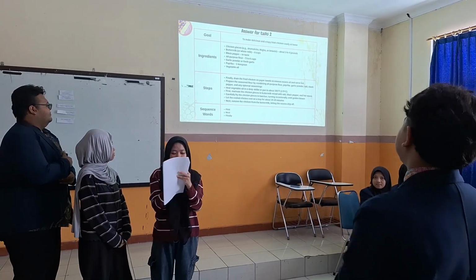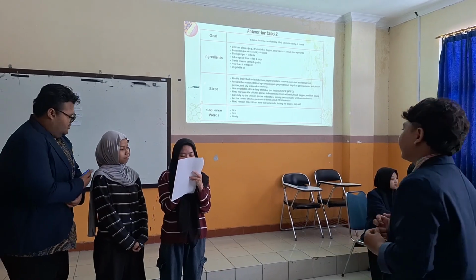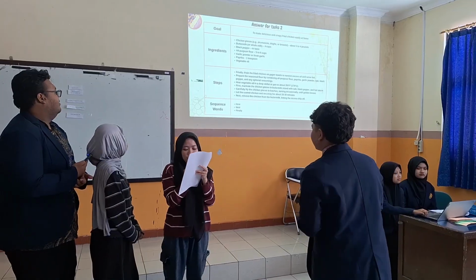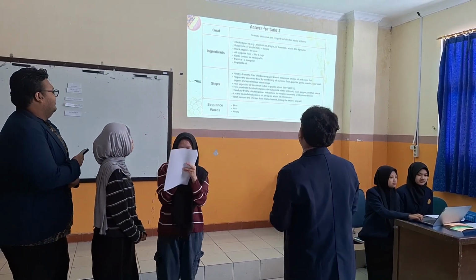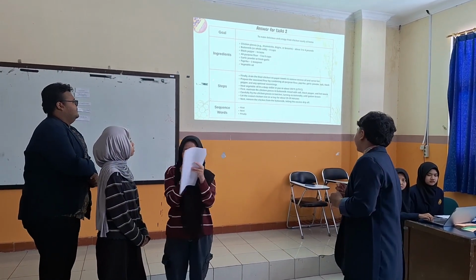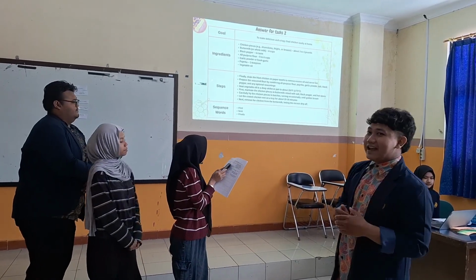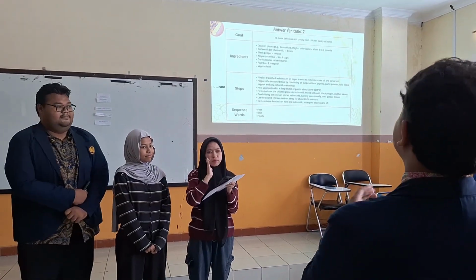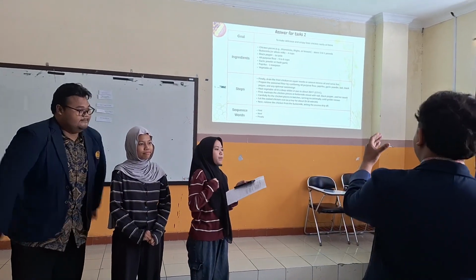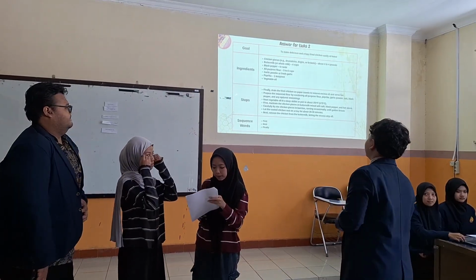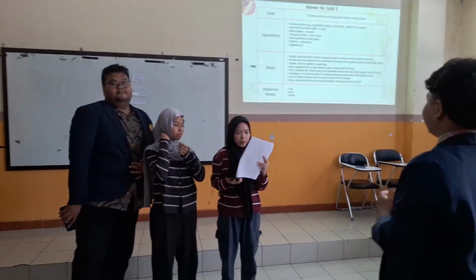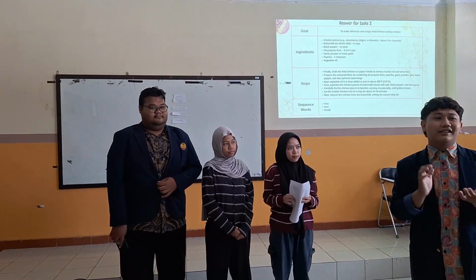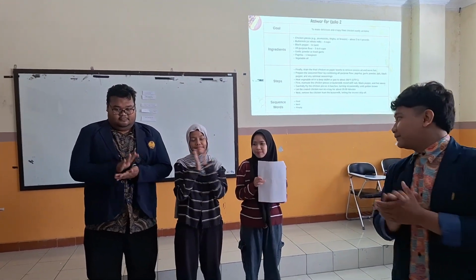The last is steps. For steps, finally, drain the fried chicken on paper towels to remove excess oil and serve hot. And next, remove the chicken from the buttermilk, letting the excess drip off. Okay, if you check all of Surya's group's answers in the steps section, it contains from finally until the next step, remove the chicken from the buttermilk, until the end. So it means that the answer of Surya's group is correct. Please give applause to Surya's group.